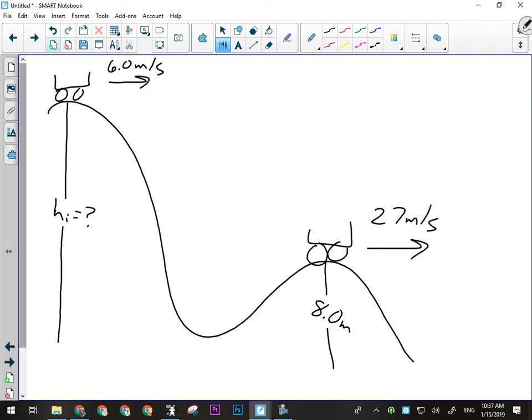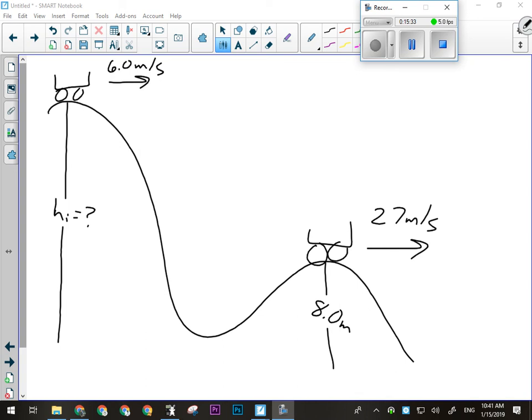Okay, so we've got this roller coaster that's at the top of the first hill. We do not know how tall the first hill is, but we know it's moving at 6 meters per second when it's there. A little while later, it is much lower, only 8 meters above the bottom, and moving at 27 meters per second. So we need to calculate what the initial height of this roller coaster is. I'll give you a couple minutes to try it, and then I'll walk through it.